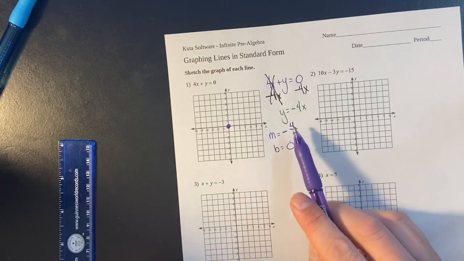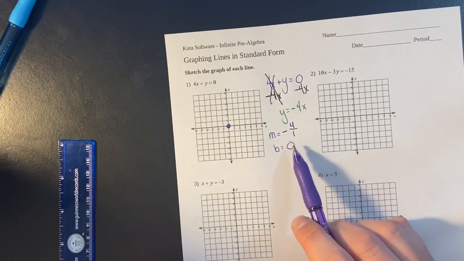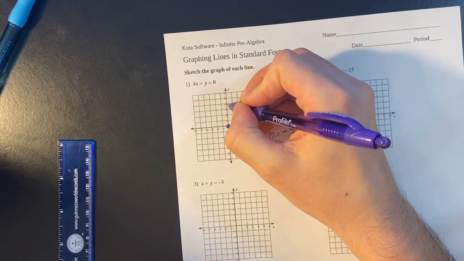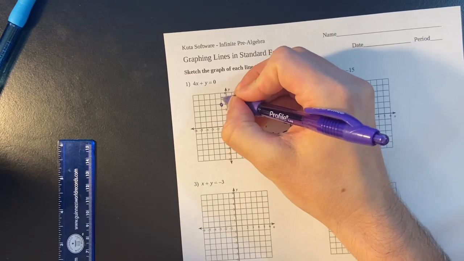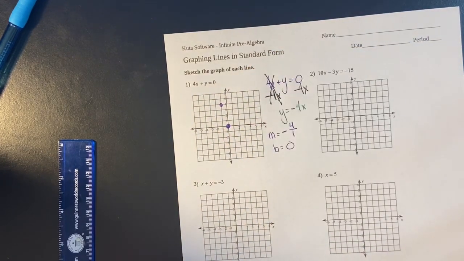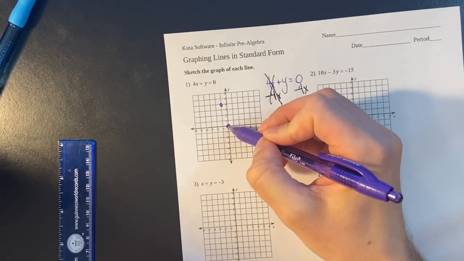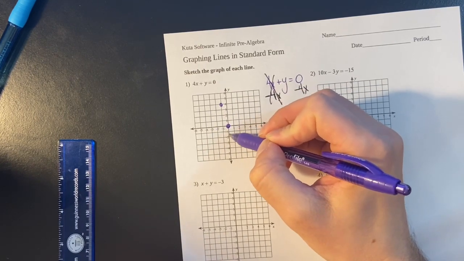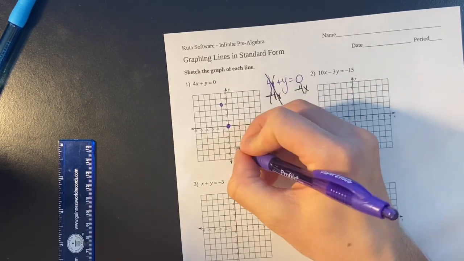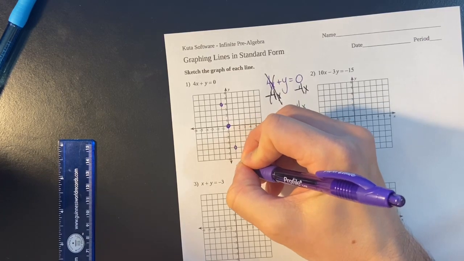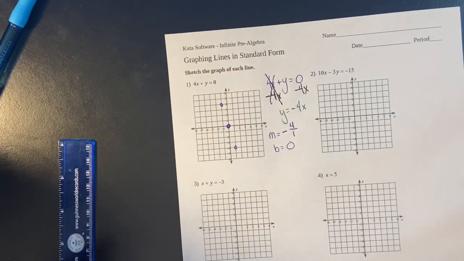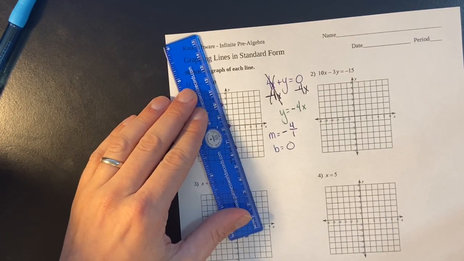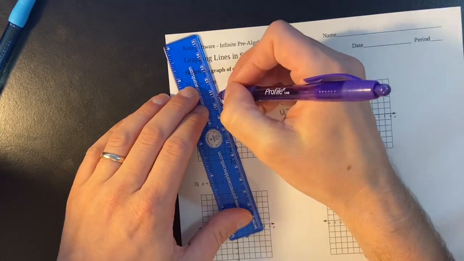My slope is negative 4 over 1, which means up 4, left 1, up 4, left 1. Up 1, 2, 3, 4, left 1, put a dot. Up 1, 2, 3, ran out of space. So I go to my original point and instead of up and to the left, I go down and to the right. So down 1, 2, 3, 4, right 1, put a dot. Down 1, 2, oh, ran out of space again. That's all right. I have 3 dots and 3 dots is more than enough.